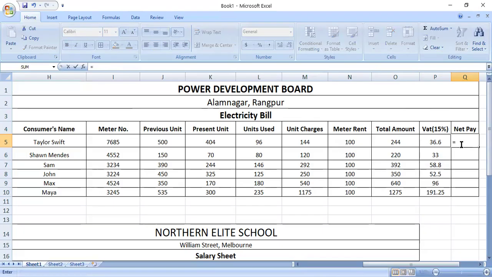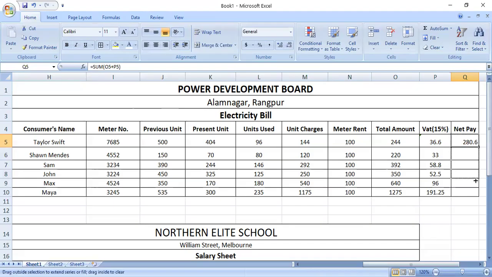So the formula would be the same as the previous one we did for unit charges and meter rent. So here we will be writing equal sum first bracket. Total amount was in O5 plus, this is in column P and row 5. So this will be P5. Bracket close, enter. So the formula for this is equal sum O5 plus P5. So we get the net pay. This is what they have to pay.